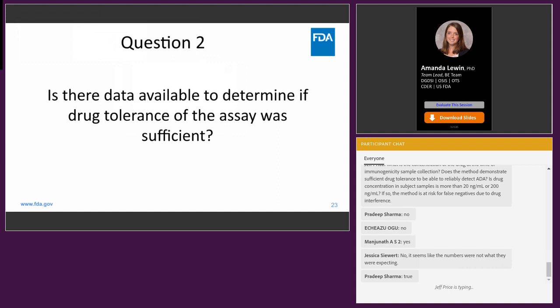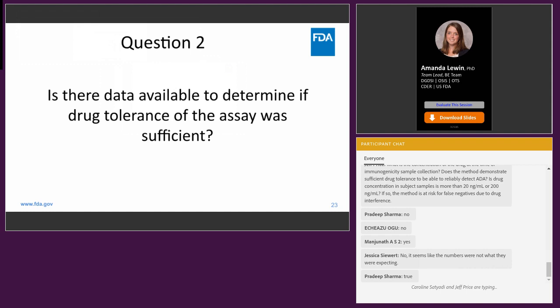Is there data available to determine if the drug tolerance of the assay was sufficient? Go back to the beginning. Remember, some of the background in this study was, can we look at anything to see if our drug tolerance was sufficient, right? Because just because they established a certain drug tolerance, we don't really have enough information to say yay or nay. But do we? Is there anything else that we can look at?